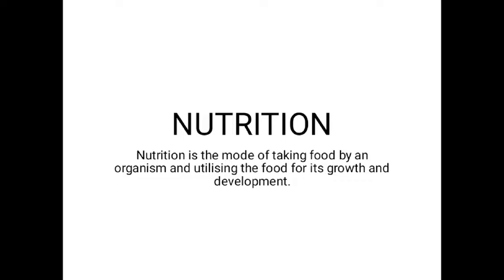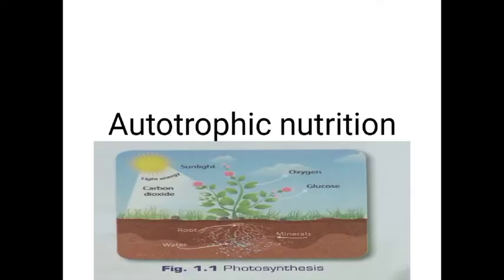Now we will know about the types of nutrition. There are two types of nutrition, autotrophic nutrition and heterotrophic nutrition. Now our topic is autotrophic nutrition. All green plants prepare their own food by the process of photosynthesis and hence are said to have autotrophic mode of nutrition. Plants are therefore called autotrophs. As the food is produced in the presence of sunlight, the process is called photosynthesis.